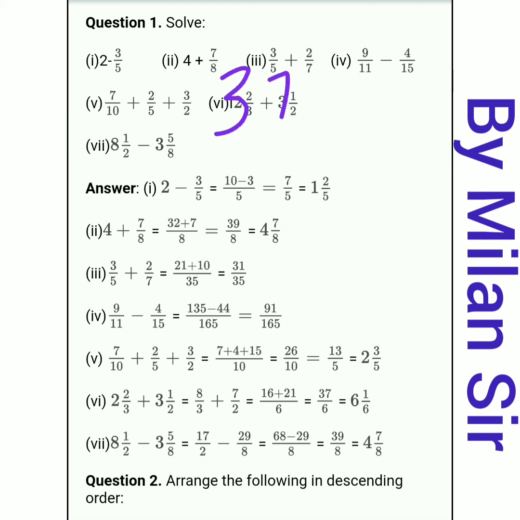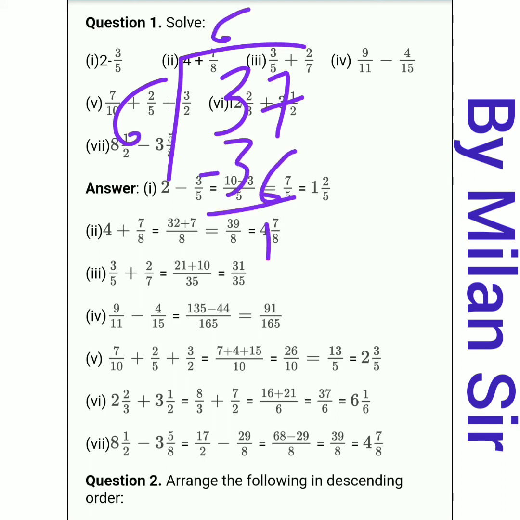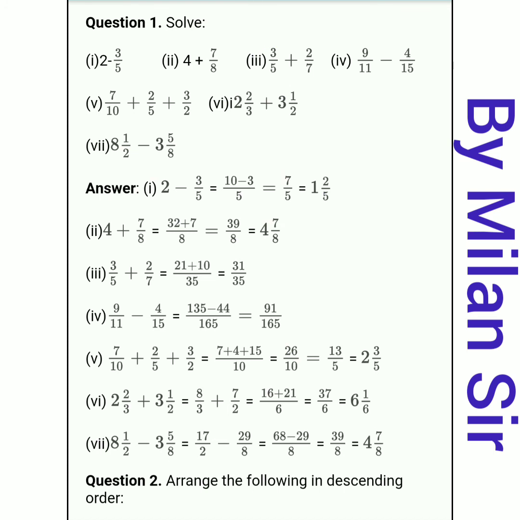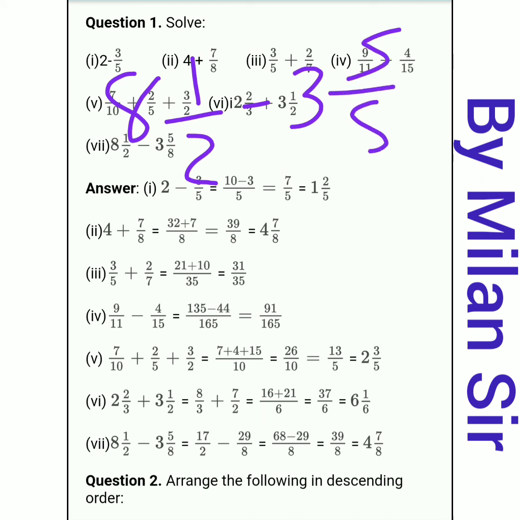So just divide 37 by 6. 6 sixes are 36. Remainder is 1. So we need to write first of all this integer part 6. Then clockwise direction 1 by 6. So our final answer is 6 integer 1 by 6. Okay. Then question number 7. 8 integer 1 by 2 minus 3 integer 5 by 8.